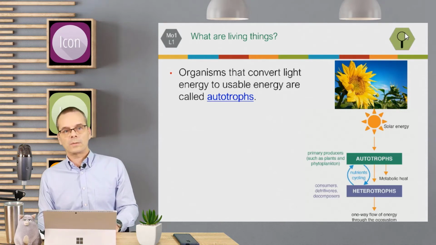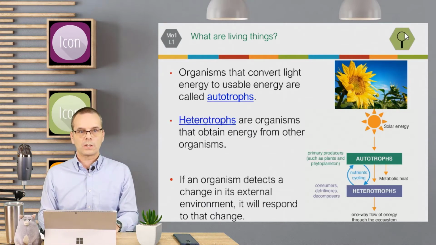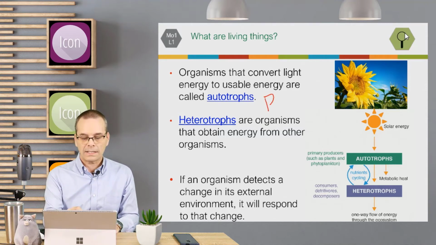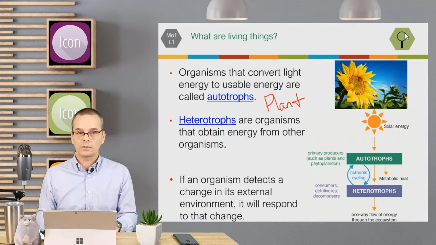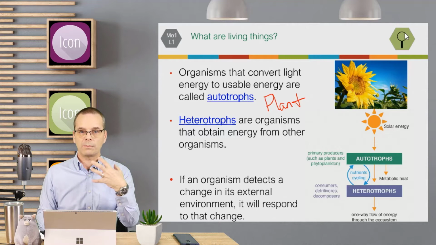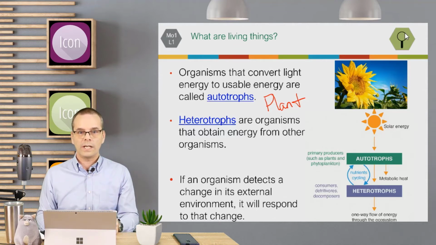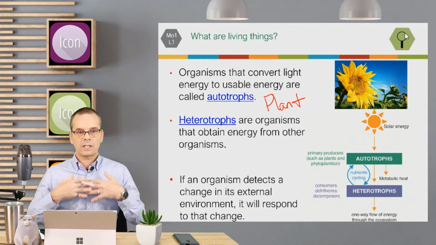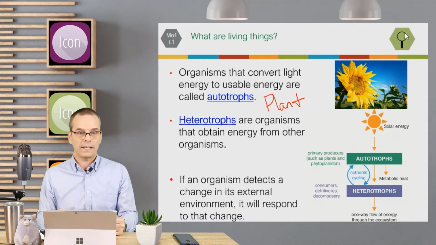Now, we talked about autotrophs. Remember, autotrophs are organisms that convert light to energy. Most commonly, you would think of a plant. A plant is an autotroph. Heterotrophs are organisms that obtain energy from other organisms. For example, us. We are consumers because we actually eat the autotrophs, or the plants, to give us nutrients and energy.